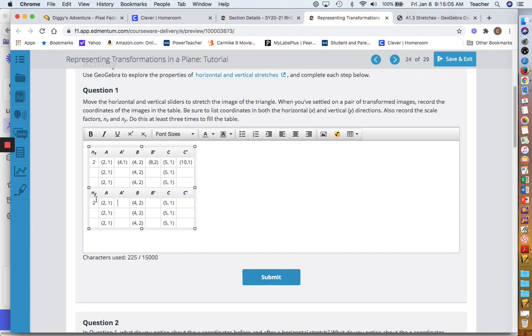So multiply the y value by whatever the scale factor is. So now it's going to be 2, 2. And that's going to be 4, 4. And that's going to be 5, 2. Easy breezy. All right, let's do a scale factor of 3.